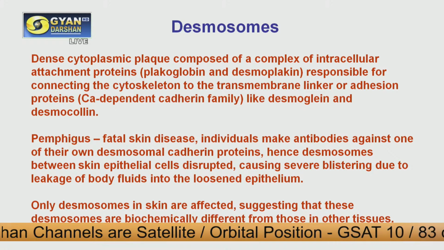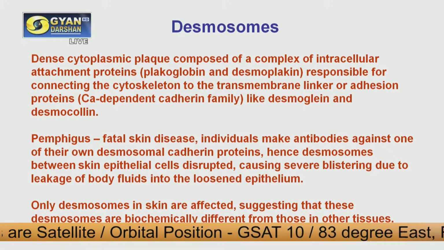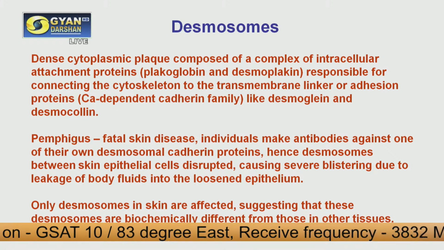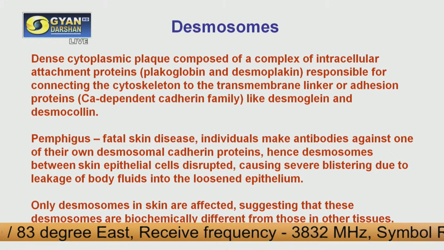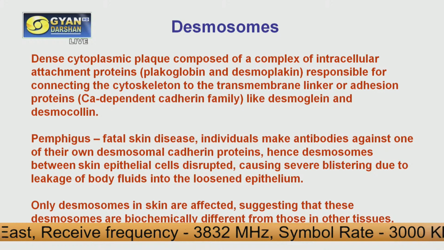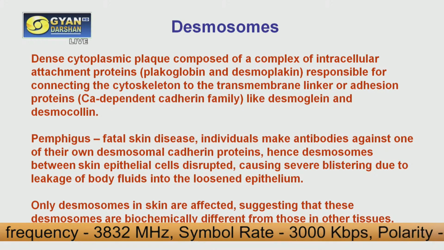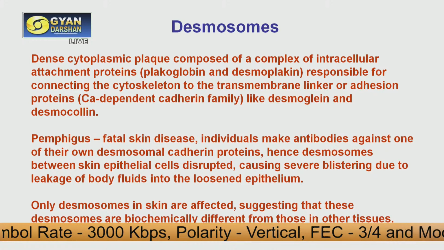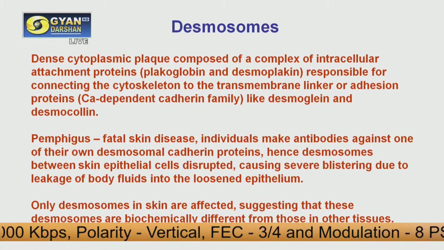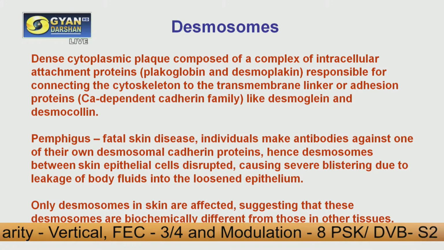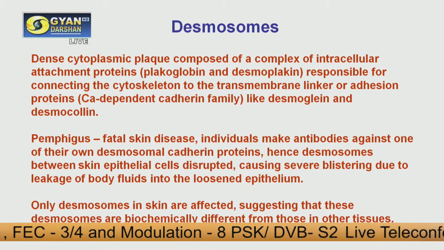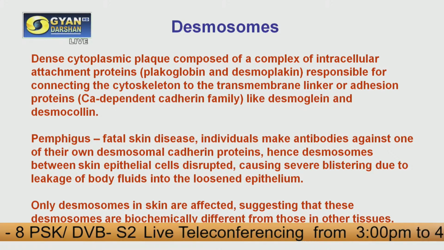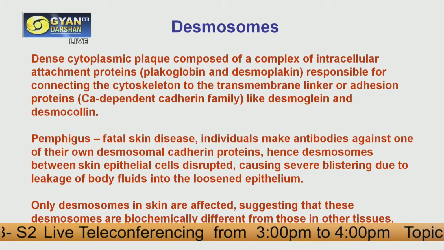And what is the result? The result is that the skin epithelial cells are destroyed. It is a skin disease. Skin epithelial cells are destroyed, and therefore there is severe blistering. And there is leakage of body fluid into the loosened epithelium, because your epithelial cells get loosened. Therefore all the vital body fluids are leaked out of the body, because there are blisters in the skin.